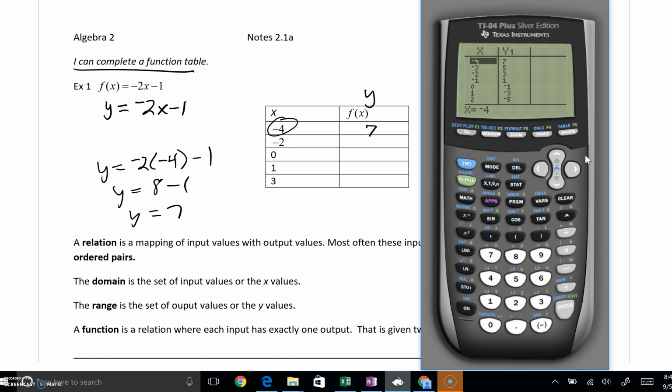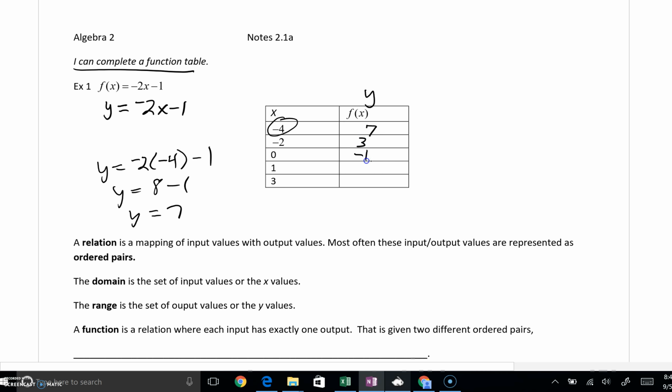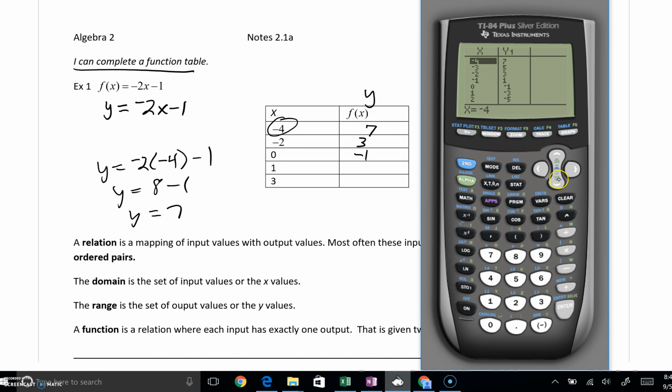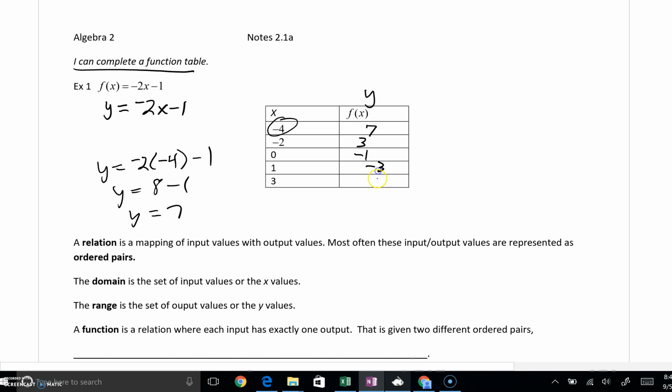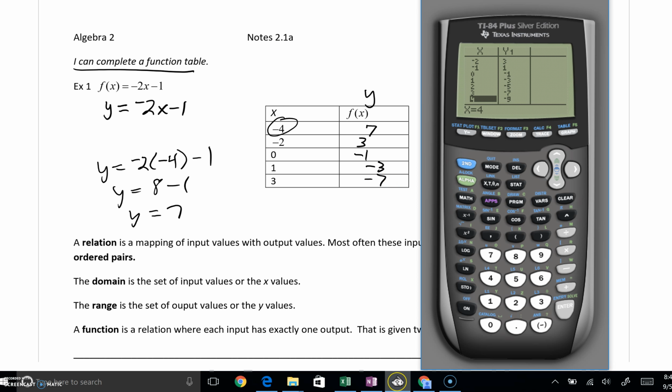I'm going to pause the video right now and walk around, and Miss Ayala can walk around too, to make sure that you guys... All right, you can see, at -2, we're at 3. At 0, we were at -1. If you scroll down some, at 1, you're at -3. And then at 3, you were at -7. So the calculator can really help you out. You're also more than welcome to just punch it out, plugging those x values in one by one. This makes life easier, of course.